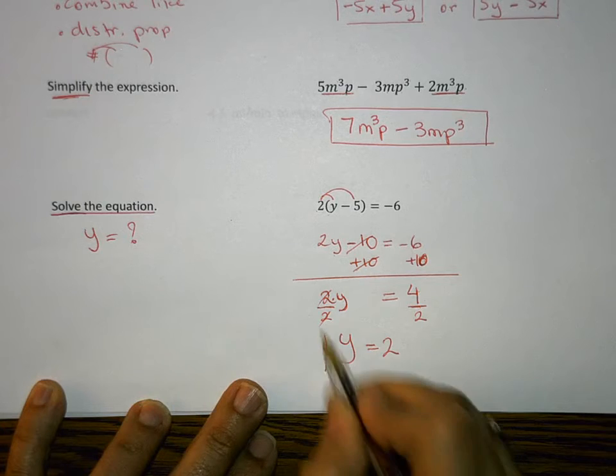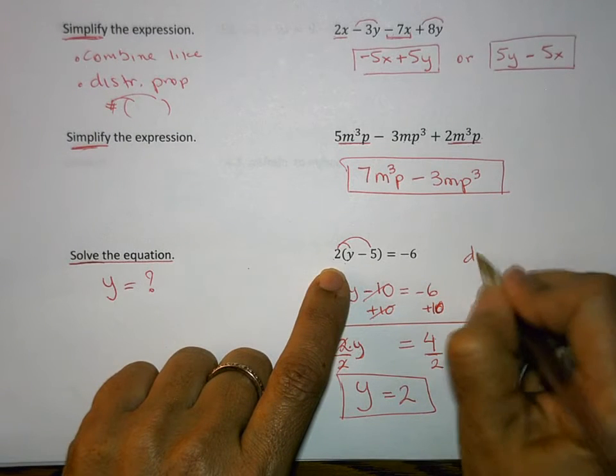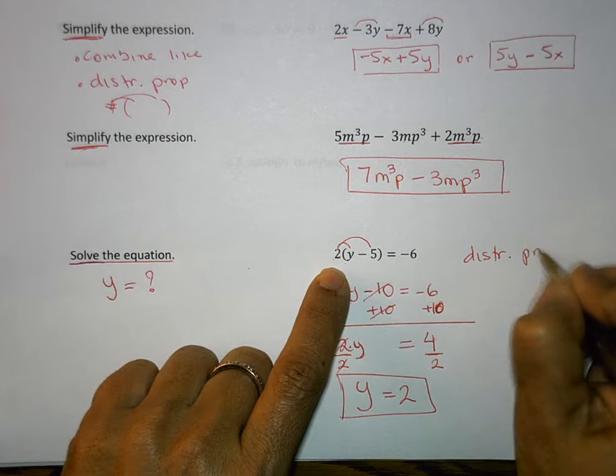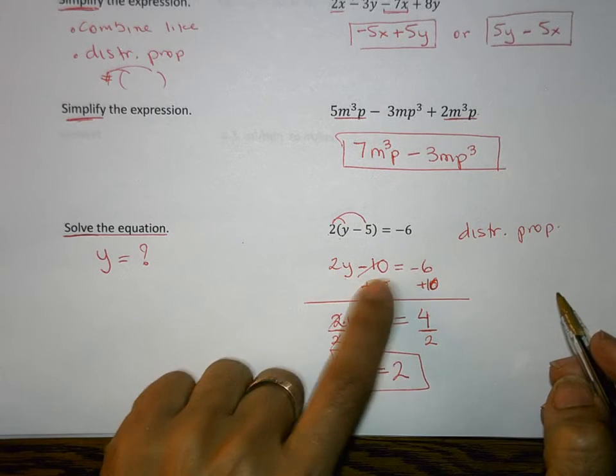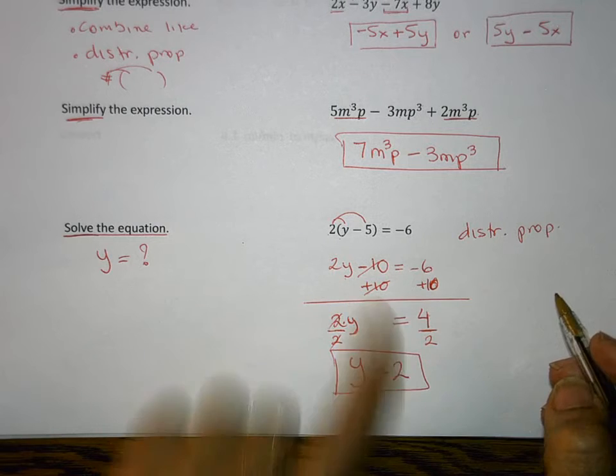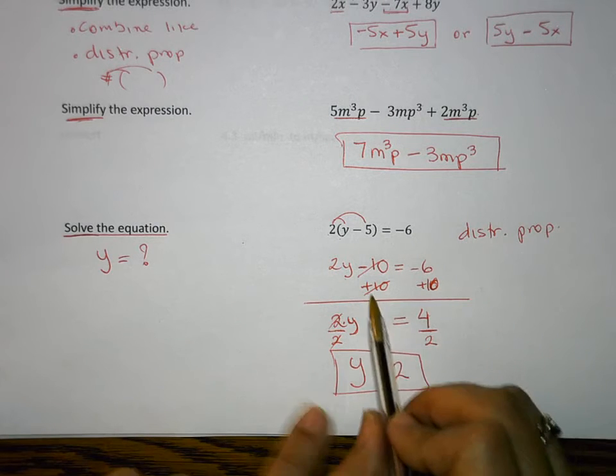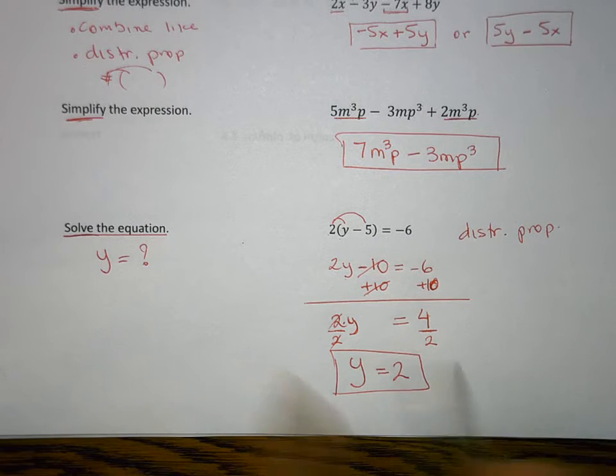Okay? So here's the answer. Notice that we used the distributive property first, and then we ended up with a little equation right here, and then we solved it by first isolating by adding the 10 and then dividing by 2.